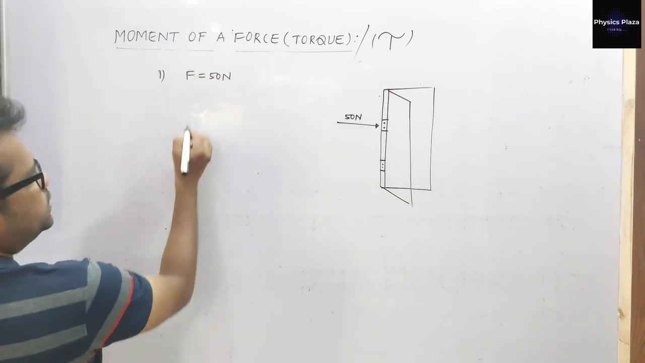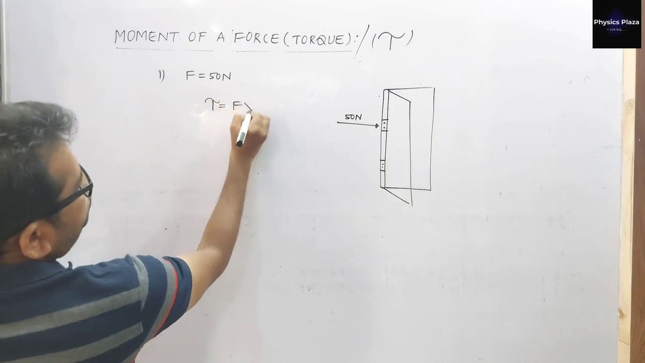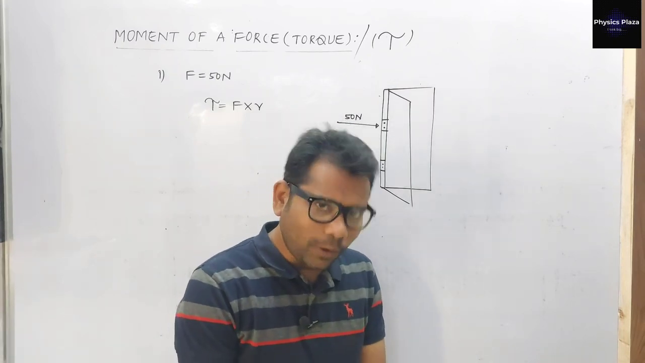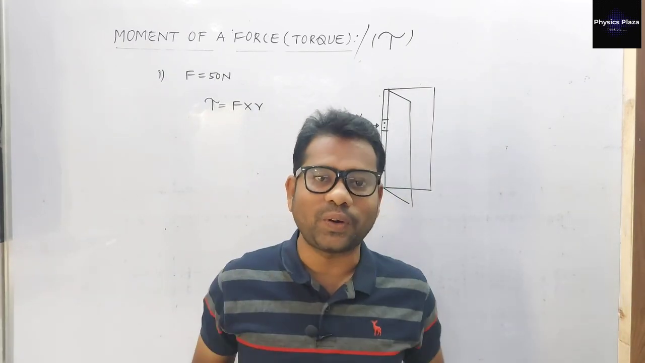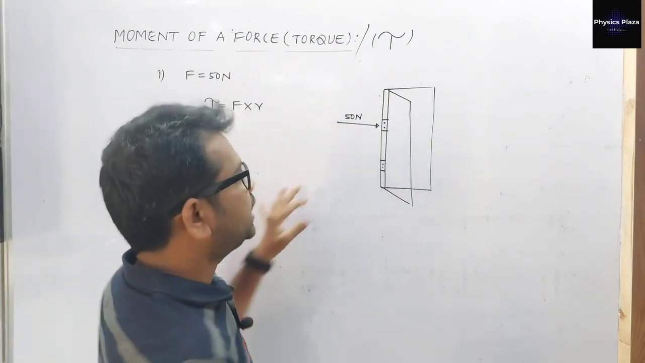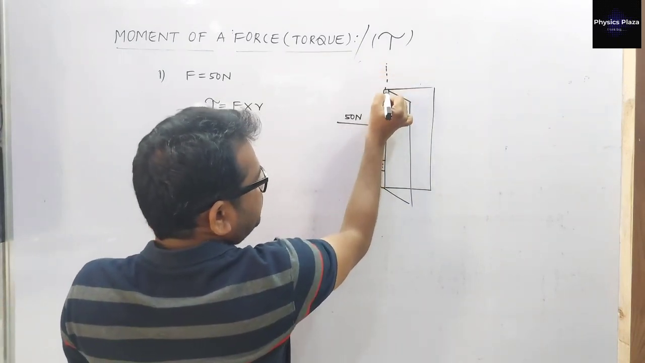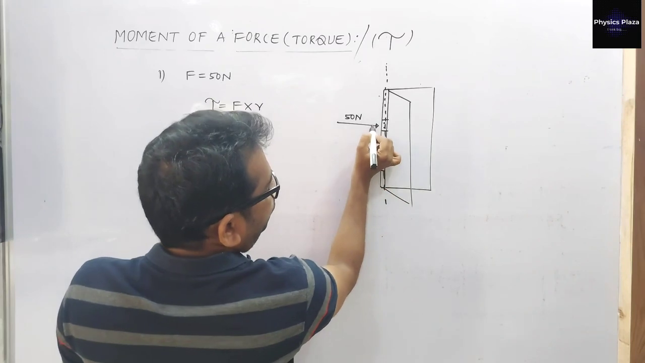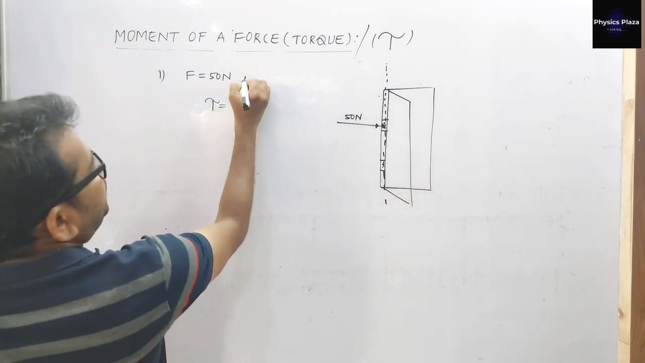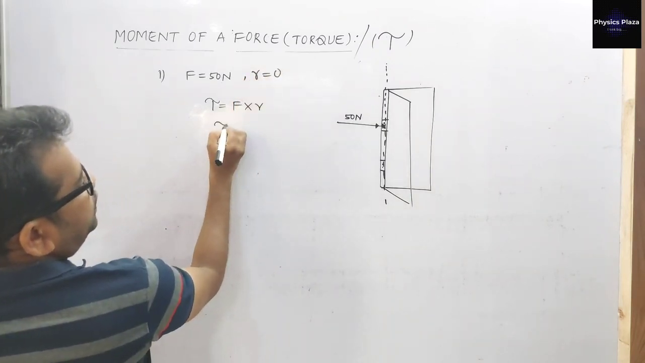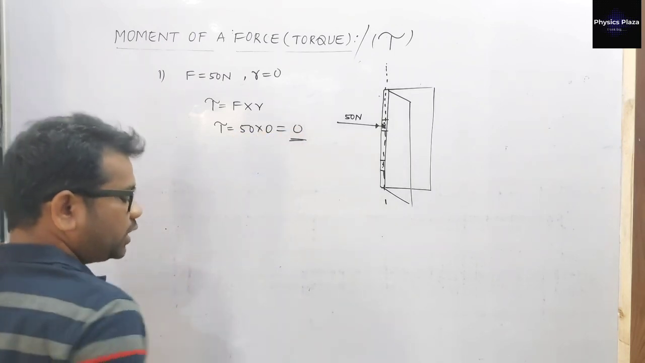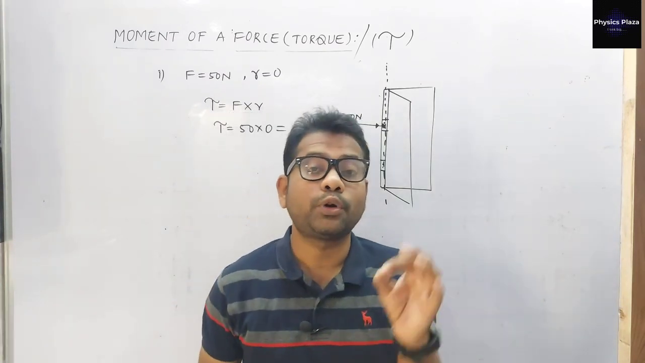Then you may have one doubt: sir, tau is equal to force into perpendicular distance, but where is the perpendicular distance? How much is it given? Children, is the perpendicular distance given or not? Come on, think about it. It is said that this force of 50 Newton is acting at hinges. At hinges means, children, this is the axis of rotation. The axis of rotation passes through the hinge, right? Then the perpendicular distance is indirectly given as 0. So here, tau is equal to 50 into 0, so this will be 0, which means, children, force alone cannot produce moment of force.